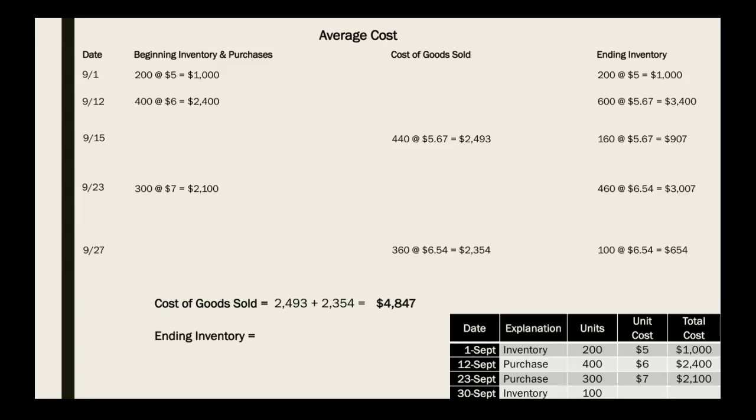And then we can find our ending inventory. Just like FIFO and LIFO, we look at the value of our ending inventory on our last day. And on September 27th, our ending inventory was worth $654.